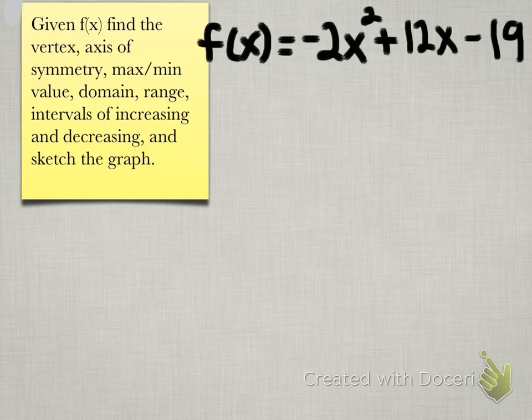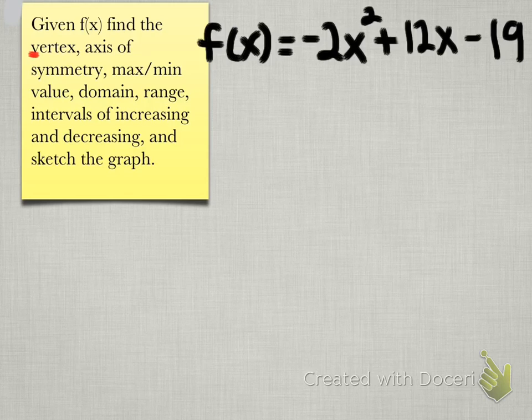Alright, so let's work on these parabolas. Given f of x, find the vertex, axis of symmetry, maximum, minimum value, domain, range, intervals of increasing, decreasing, and sketch the graph. So we're just going to do every little detail that we could figure out about this parabola. So first thing that we got to talk about is finding the vertex.